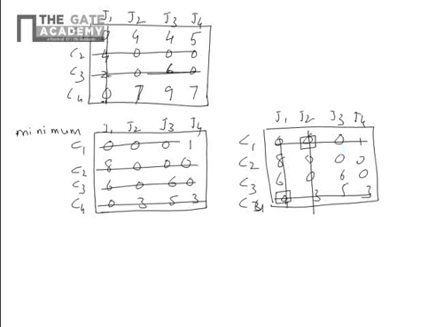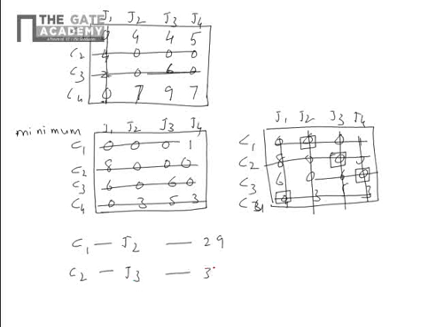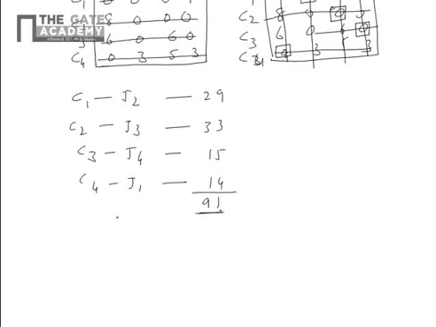Select this value and this value, cancel. This value is assigned, cancel this, and this value is assigned. So C1 to J2 is assigned, value is 29. C2 to J3 assigning cost is 33. Customer C3 is assigned to J4 job, 15. Customer 4 is assigned to J1 job, 14. After summing it is 91, the cost.